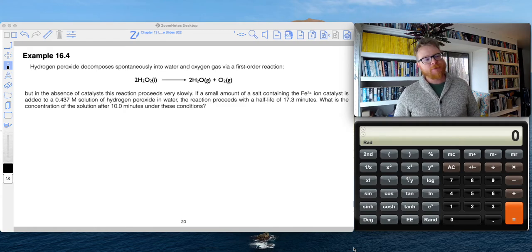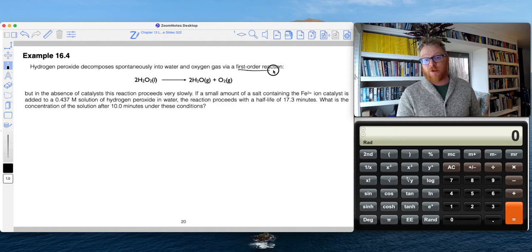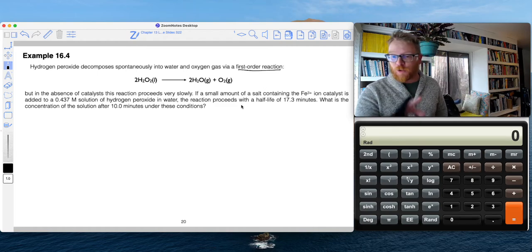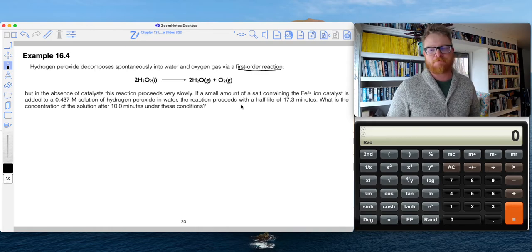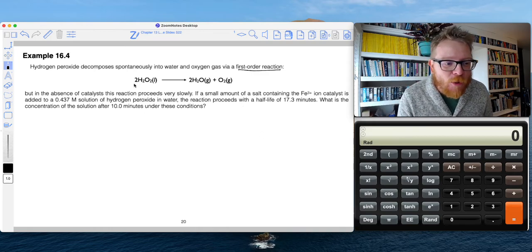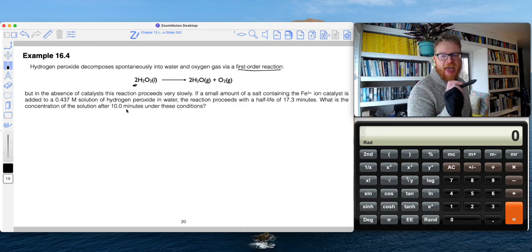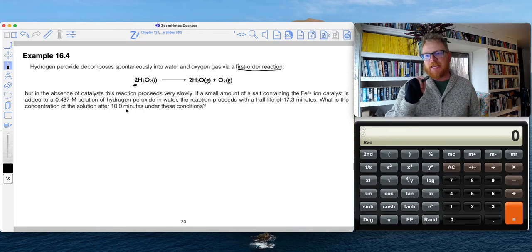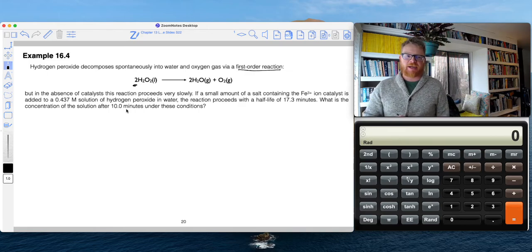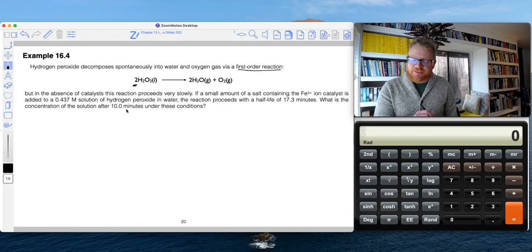Another example, let's do it. 16.4. Hydrogen peroxide decomposes spontaneously into water and oxygen gas via a first order reaction. How nice. They told us already it's a first order reaction. And once again, even though there's this 2 right there, we can't necessarily always say that 2 is going to mean this is a second order reaction. That worked in our generic examples.